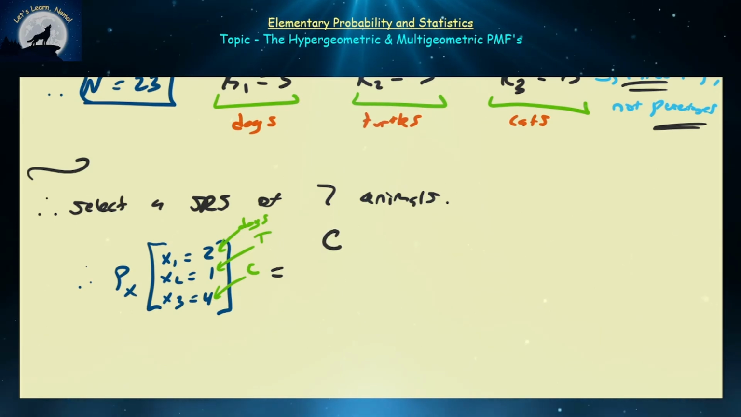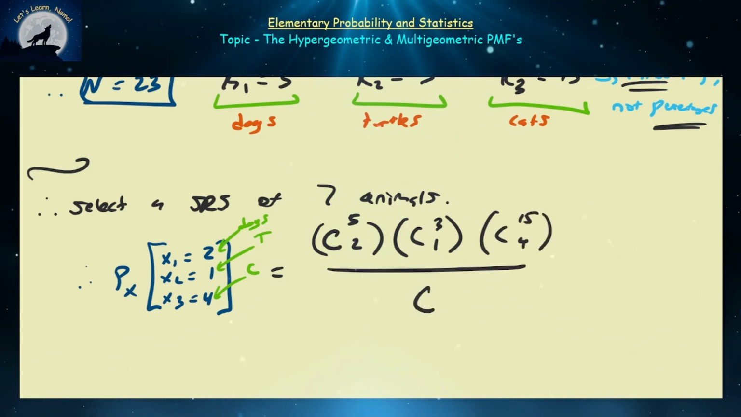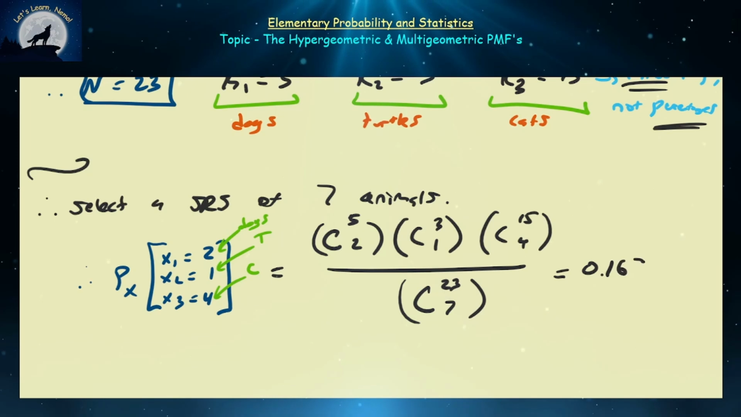So what are all the rearrangements of our dogs? There's 5, we want 2. What about our turtles? There's a total of 3, we want 1. And for our cats, there's a total of 15, we want 4. And then our population size is 23, and we are choosing 7 of them. So once we actually work out this math, this is going to be approximately 0.1670.